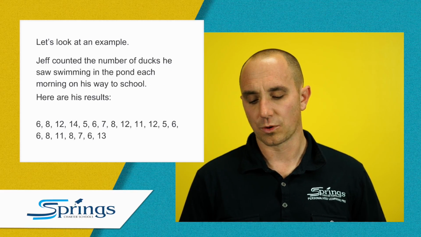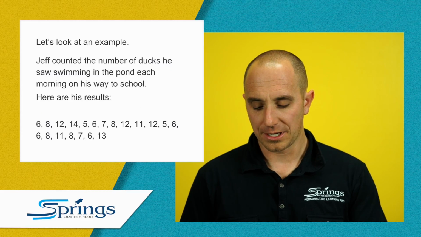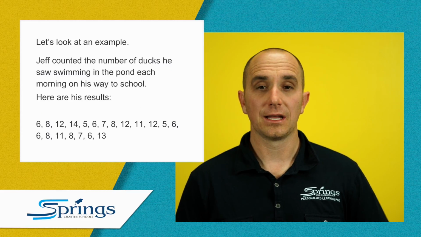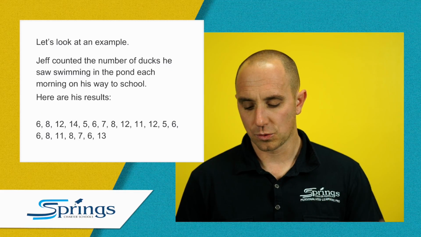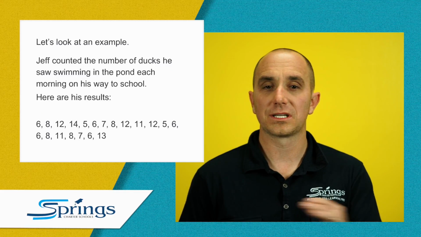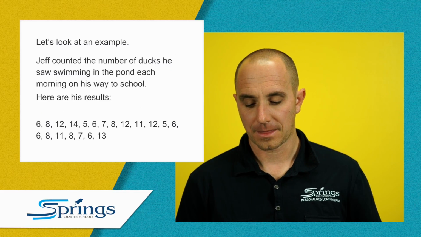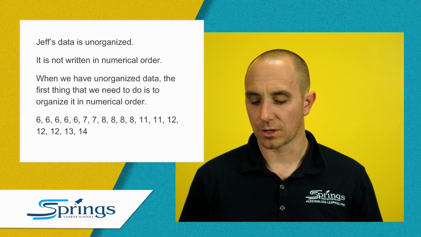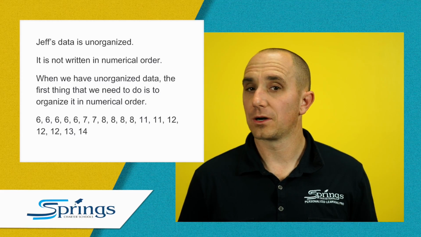Jeff counted the number of ducks he saw swimming in the pond each morning on his way to school. All right, so here are your results. You can see that one morning was 6, 8, 12, 14, and so on. You can see all these numbers are just mixed up. So Jeff's data is unorganized. It is not written in numerical order.